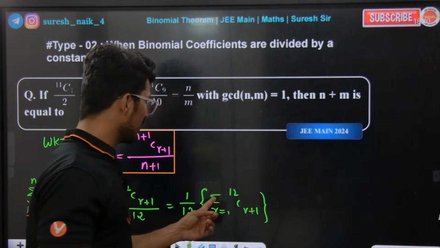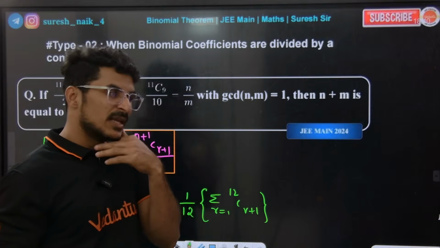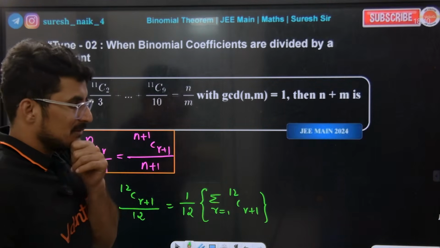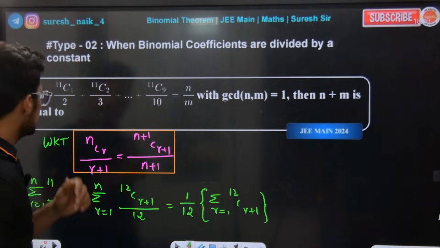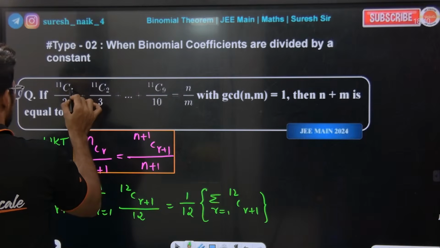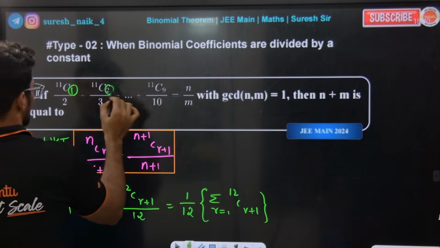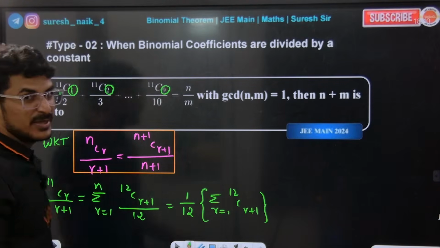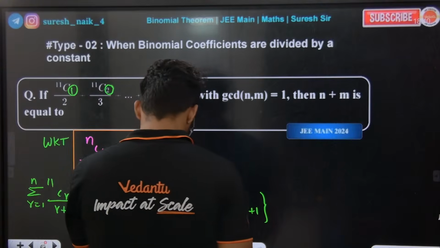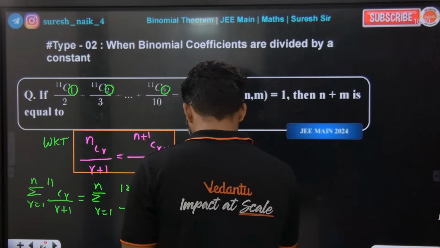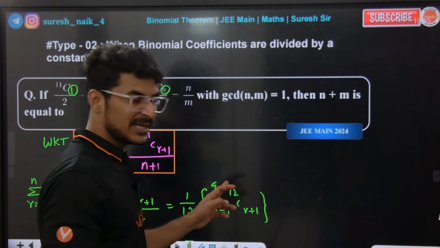Guys, look at what is above the sigma. Above the sigma, here we have 11c1, 11c2, up to 11c9. From 1 to 9 means we have only 9 terms here. Yes or no? We have only 9 terms here. Look carefully, here 9 will come. R is equal to 1 to 9 should come.